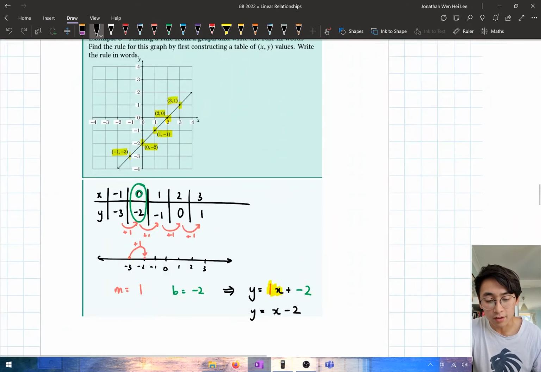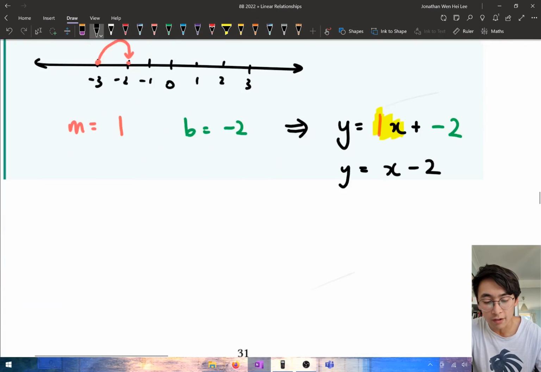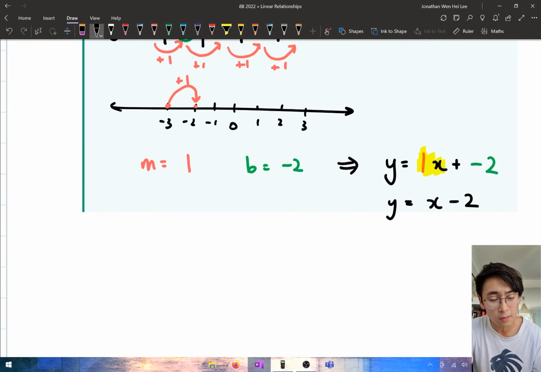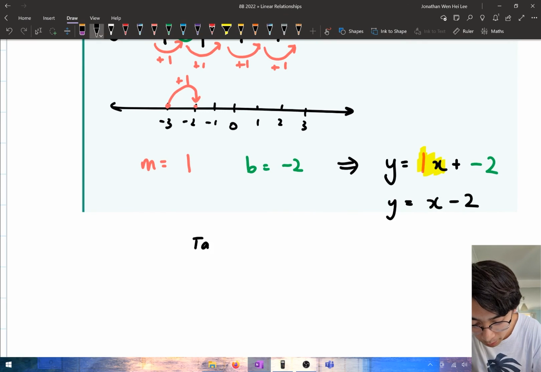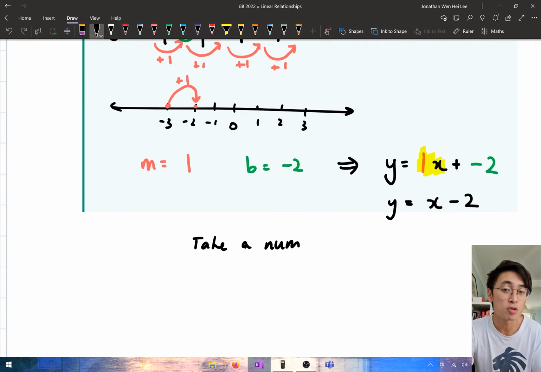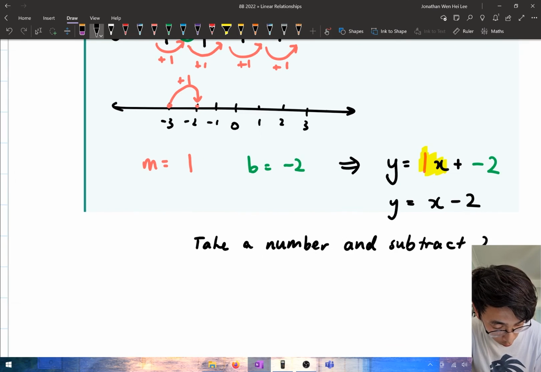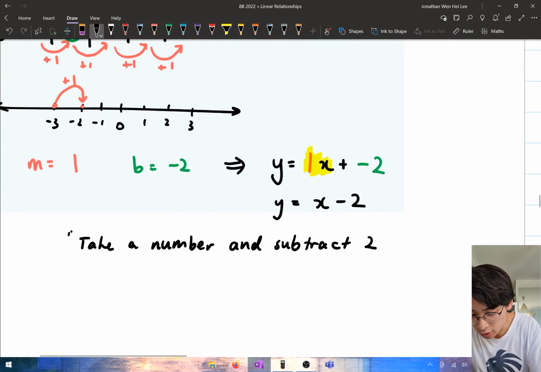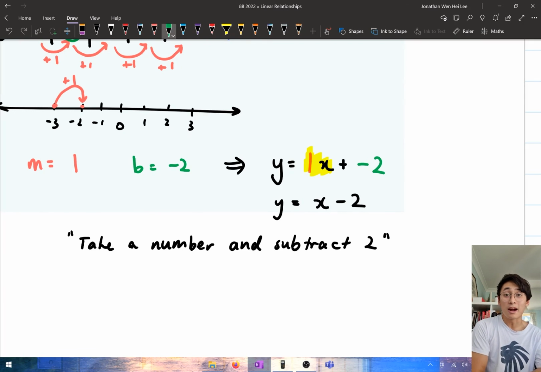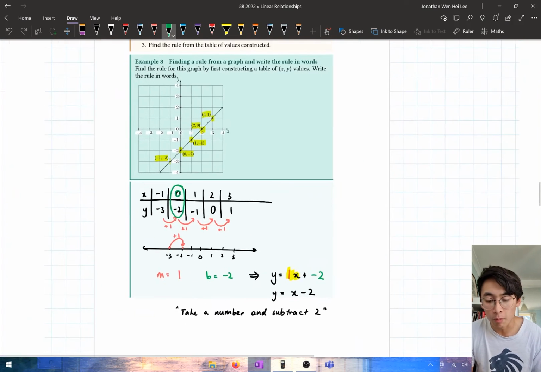Now the question also asks us to write the rule in words. Now here, if I was to write this rule in words, well, x minus 2 just means we take a number and what do we do with it? We subtract 2. Take a number and subtract 2. So x is our number, and what the minus 2 does is that we subtract 2 from it. So that's how we can find a rule from a graph.